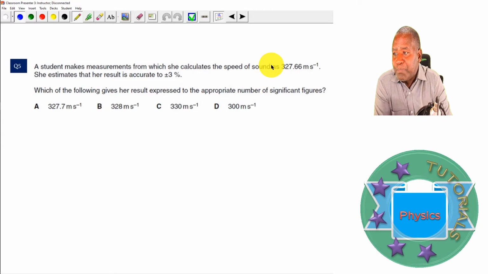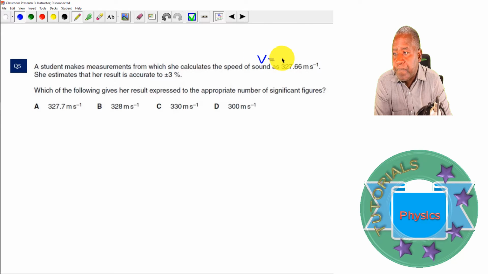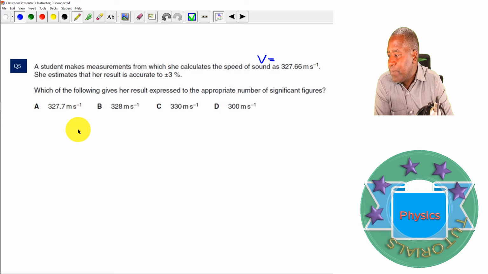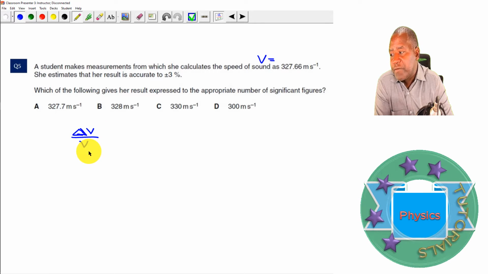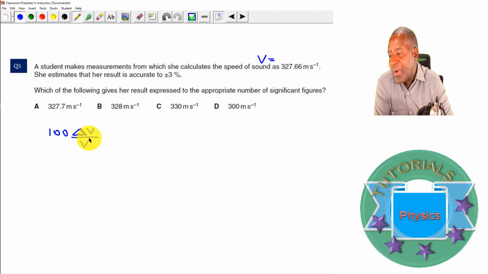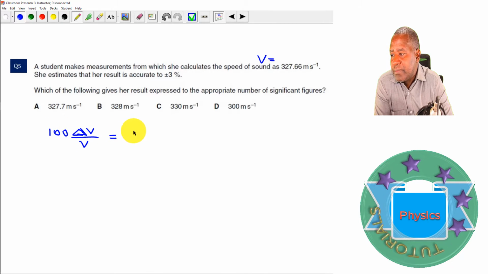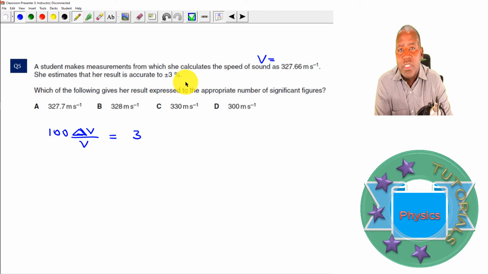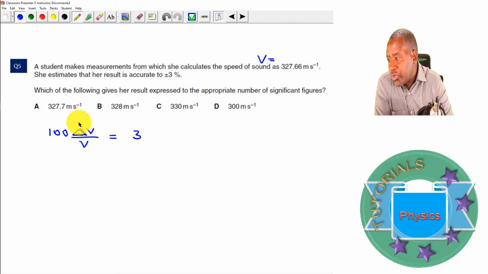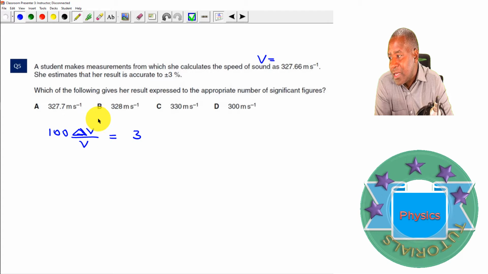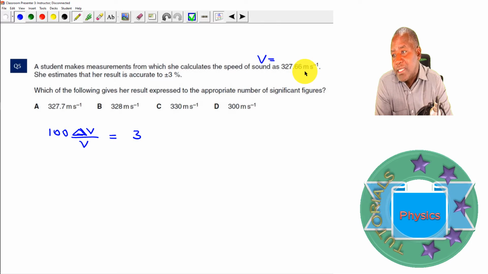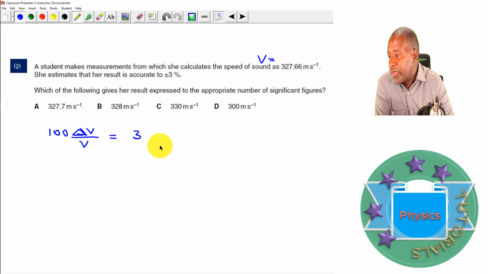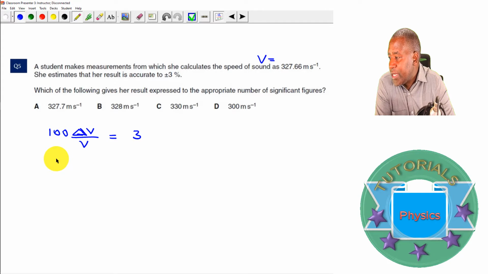So this one is speed. It is V. It is this much. So if we get the absolute uncertainty in the speed, divide by V, which is fractional, of course we multiply by 100, we are going to get 3. That is what it tells us. We must get the absolute uncertainty, because the absolute uncertainty is the one which dictates the way we should write this V. It tells us how many significant figures we are going to use.